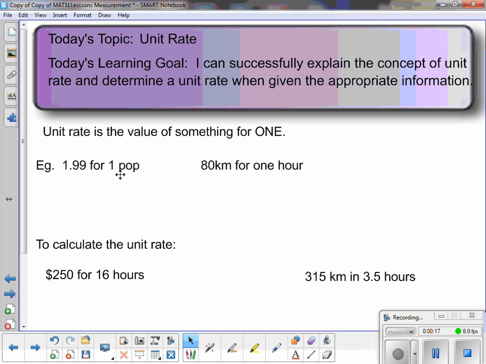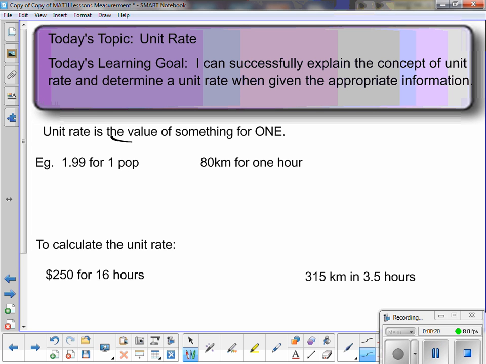So unit rate is the value of something for one. So what we're doing is we're comparing to one. So for instance, if I look at my first one, it says $1.99 for one pop. This one is 80 kilometers for 1 hour. So I'm comparing 1 hour, one pop.